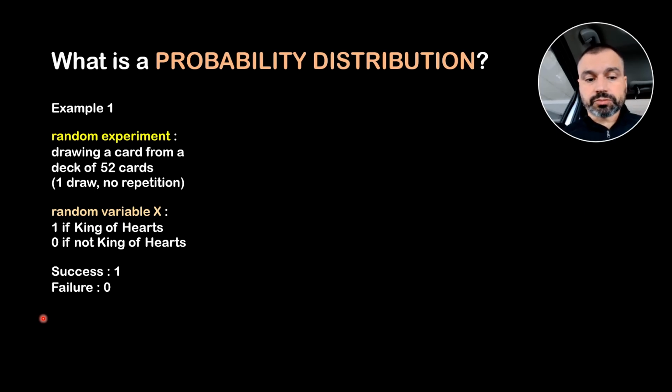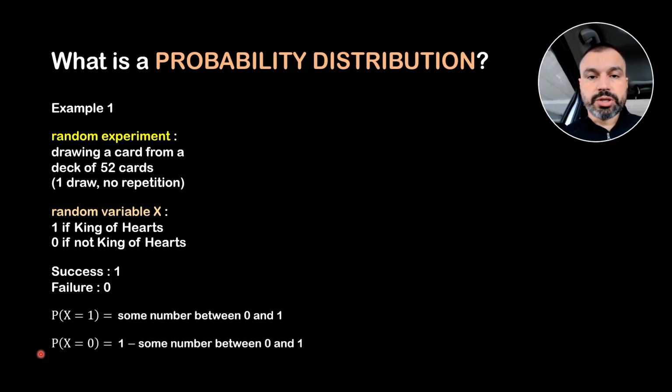Therefore, the sum of these two probabilities, the sum of the probability of success and probability of failure, is going to be equal to 1. And if the probability of success is some number between 0 and 1, we can deduce that the probability of failure is going to be 1 minus the probability of success. I hope this makes sense.